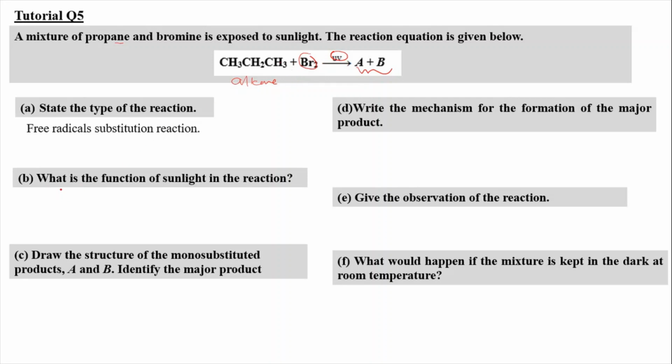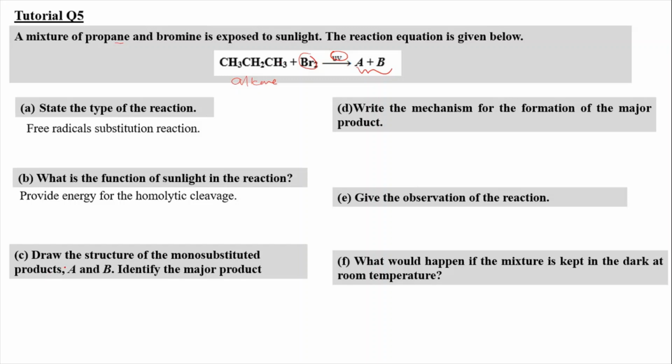So the next question is, what is the function of sunlight interaction? So the function of UV, which comes from the sunlight, is that it helps the reaction by providing enough energy to perform homolytic cleavage. Okay, so they're going to provide energy for the homolytic cleavage.